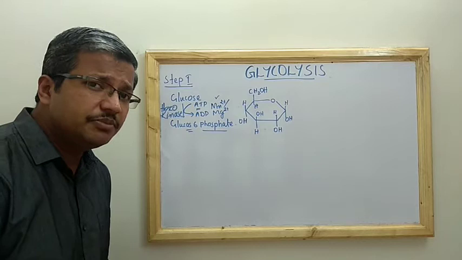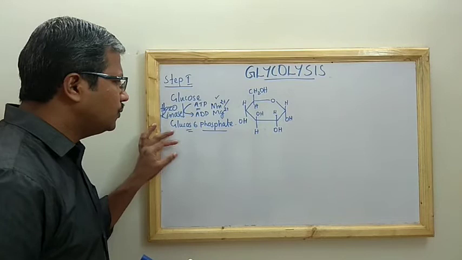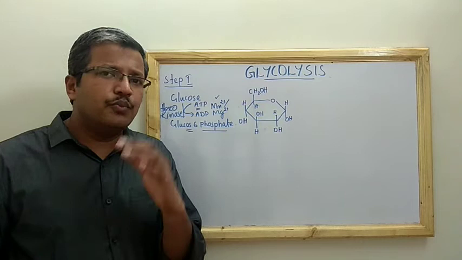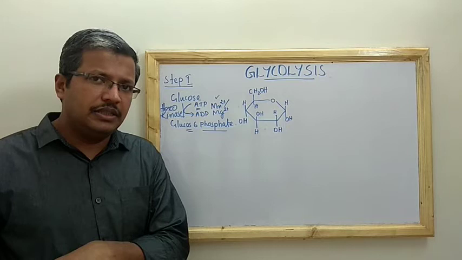That means you cannot freely convert glucose 6-phosphate back to glucose. So this is one of the rate determining steps in glycolysis. What is meant by rate determining steps? The step which determines the speed of glycolysis, the direction in which glycolysis is happening. So this is one of the steps.